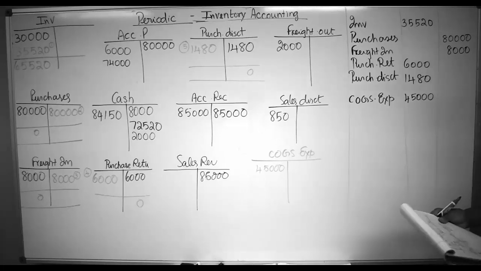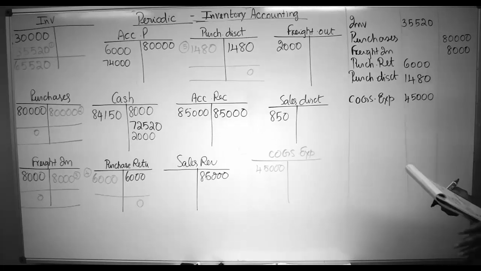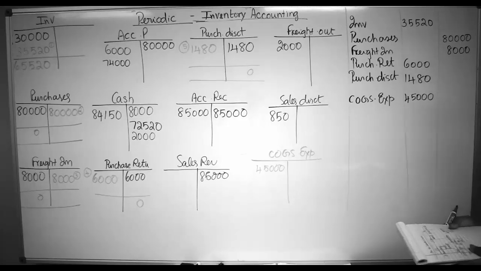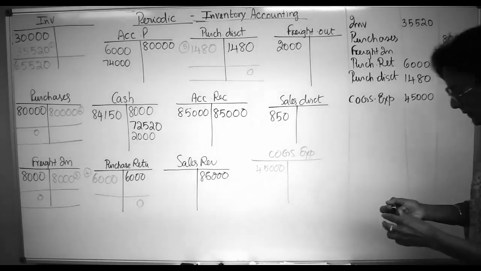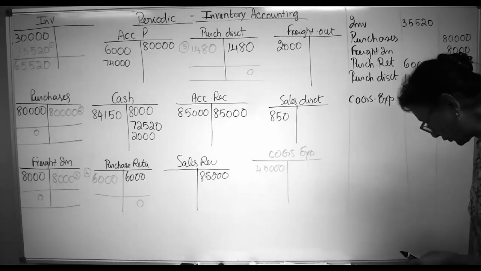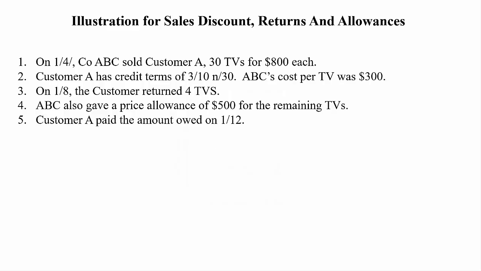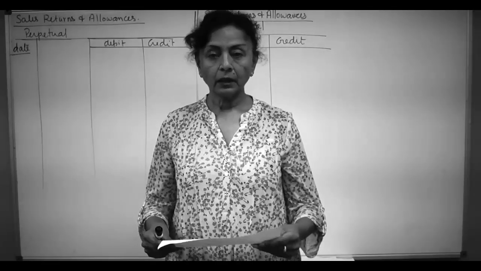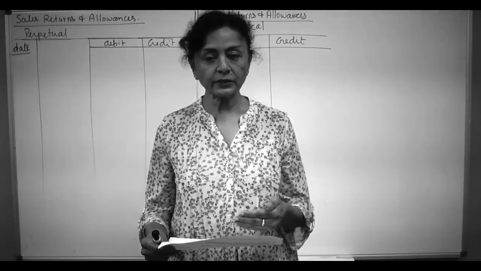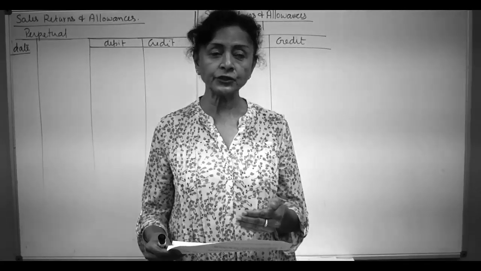Okay, next one, I'm going to show you an illustration just to record the sales related transactions. Next, we will illustrate inventory accounting when sales discounts, returns, and allowances are involved for both periodic accounting and perpetual accounting methods. Take a moment to read the problem. It will be helpful to have a printout of the problem on hand. This illustration is for sales discount and sales returns and allowances.